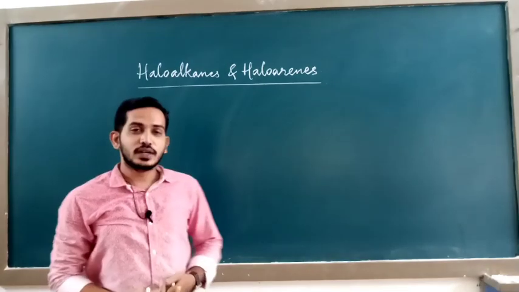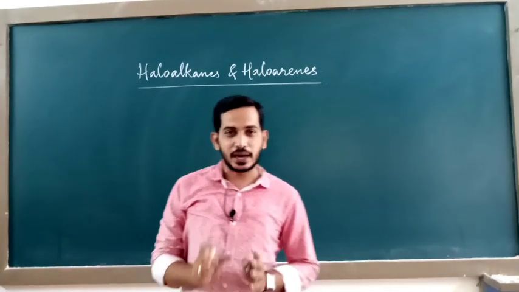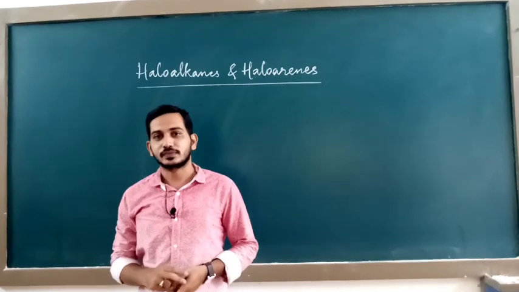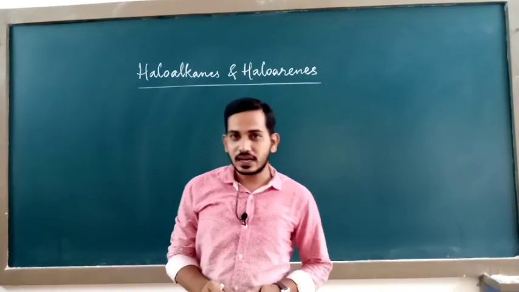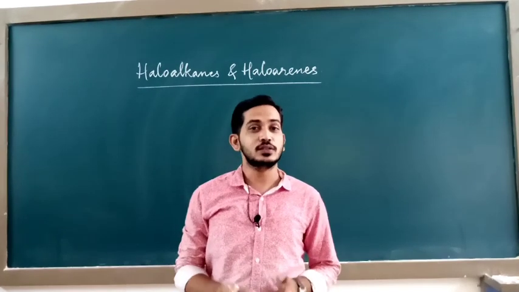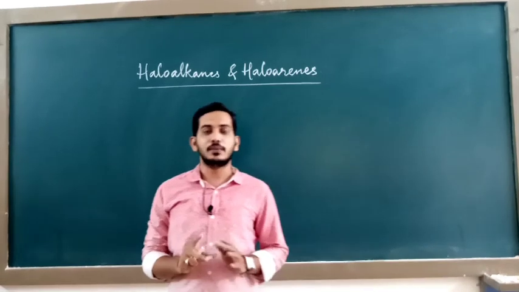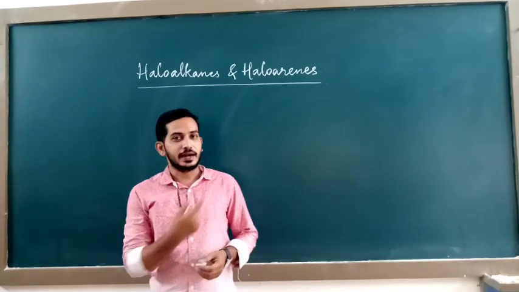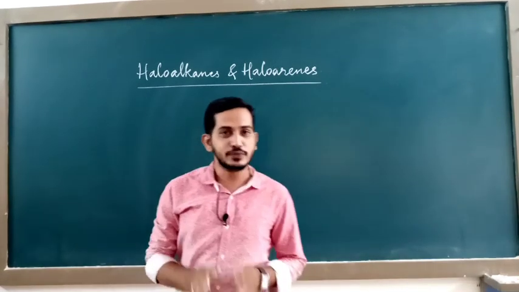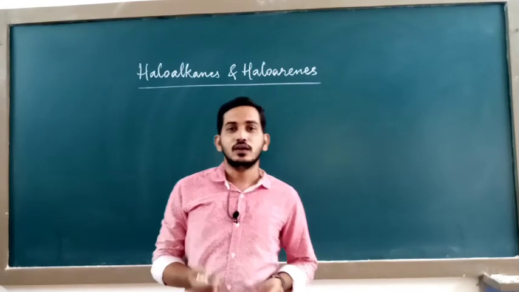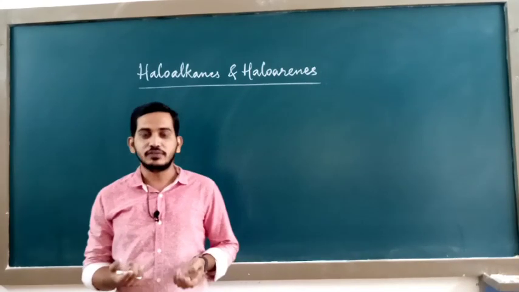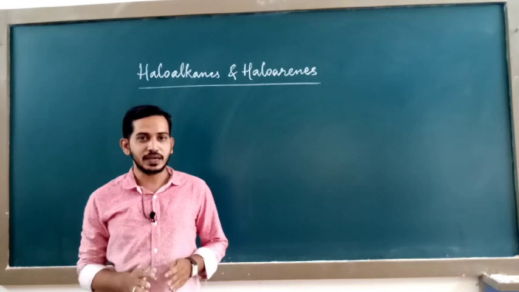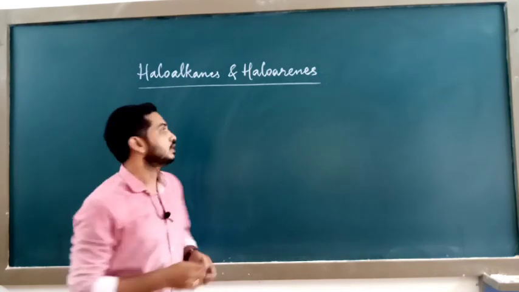In our first year organic chemistry we have some idea about what alkanes are. Alkanes are saturated hydrocarbons which contain carbon to carbon single bonds, and haloalkanes are derivatives of alkanes wherein one or more hydrogen atoms of alkanes are replaced by halogen atoms.